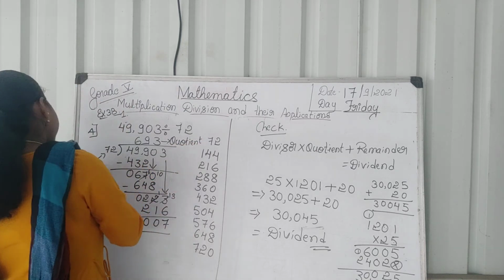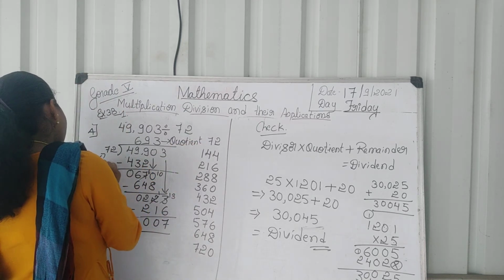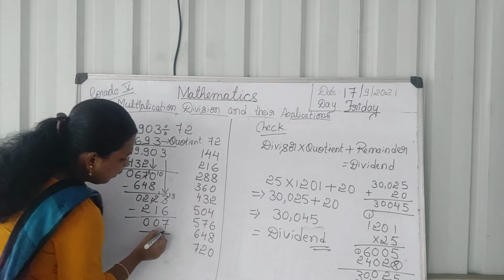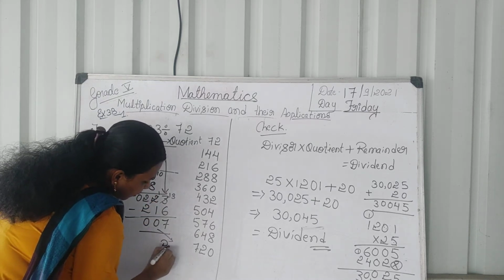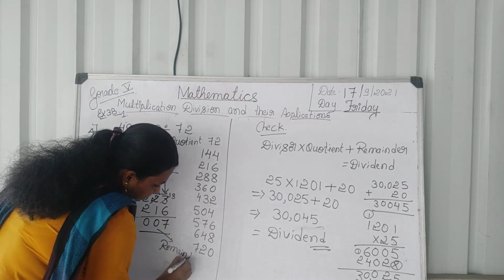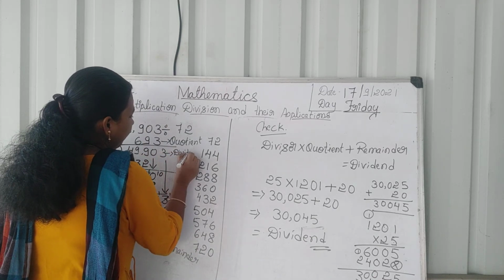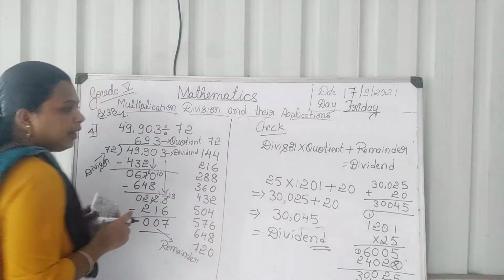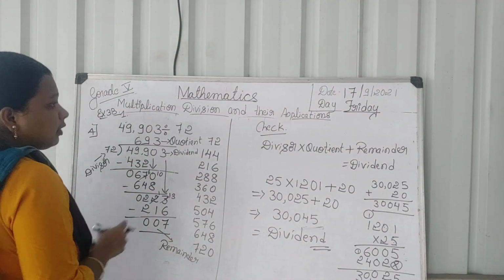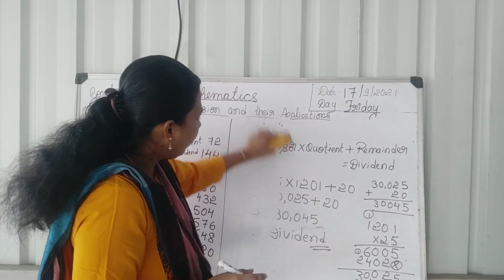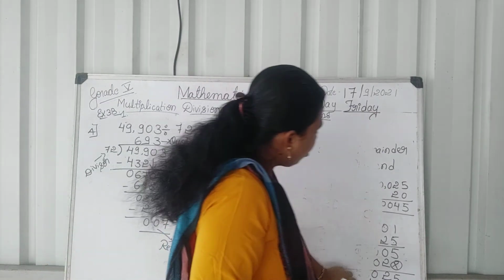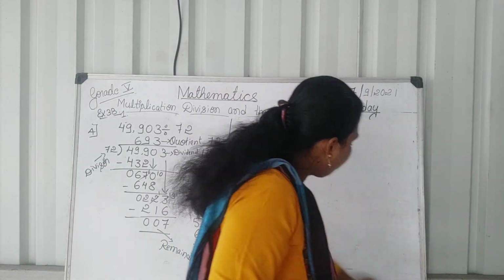This is divisor. After multiplication, what will we get as the answer? This is what? Remainder. And this is what? Dividend. Now we can check our division with divisor into quotient plus remainder is equal to what?